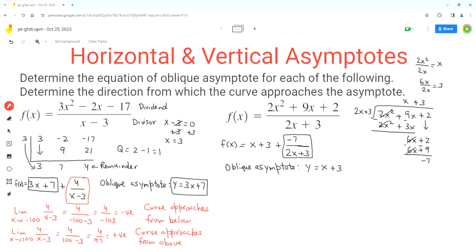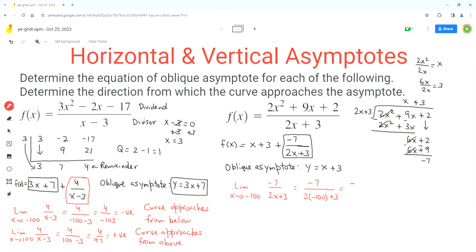So let's start with the left side. Limit as x approaches negative 100. So we have to use a big negative number. So negative 7 over 2x plus 3. Now we can apply the limit. So negative 7 over 2 times negative 100 plus 3.